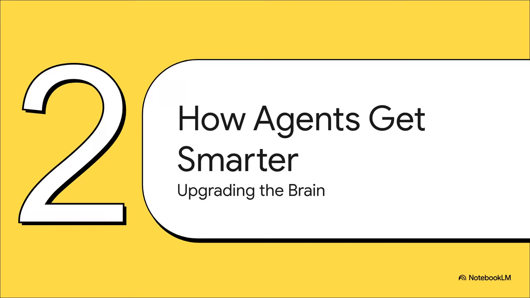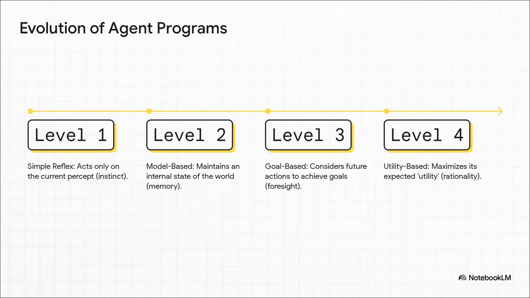Because let me tell you, not all AI brains are created equal. The best way to picture it is like a ladder, an evolutionary ladder for AI intelligence. We're going to start with the absolute simplest type of agent, and then at each rung up the ladder, we're going to add a brand new critical capability.